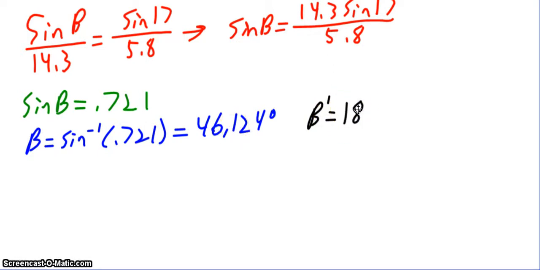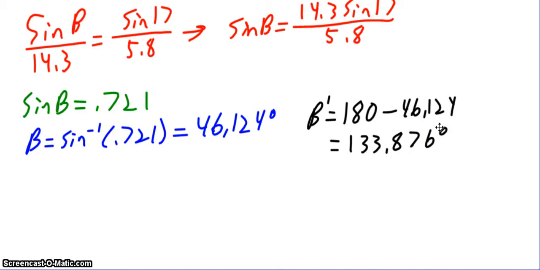B prime is the other angle B, and that's going to be the supplement of the first angle B. So here's the thought process I'm going with. Since I know for sure I have one solution at this point, I'm going to assume that I have two solutions, and I'm going to find out relatively quickly whether that is true or not. So I know this other B angle is going to exist. So 180 minus 46.124, and that's going to come out to be 133.876.